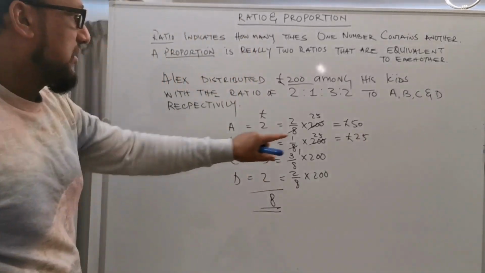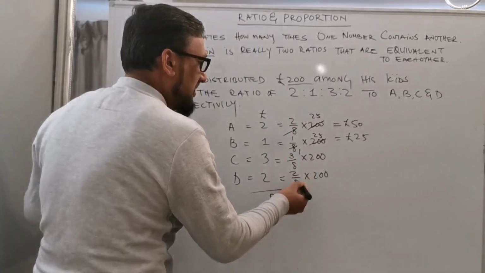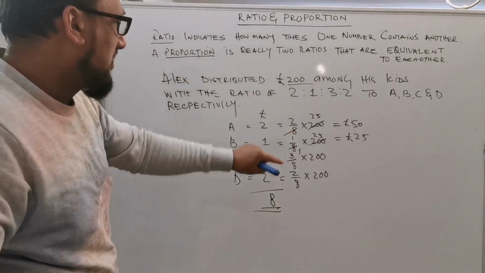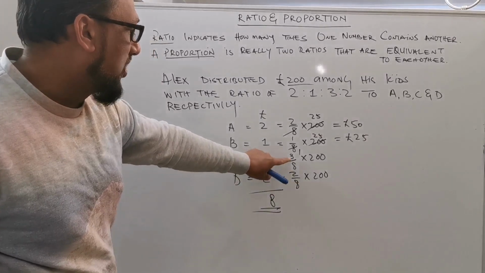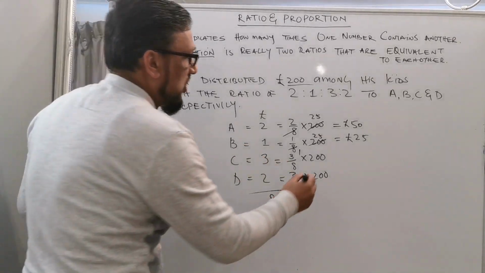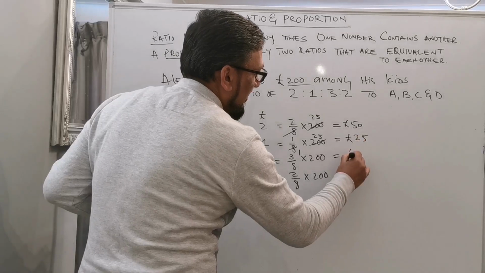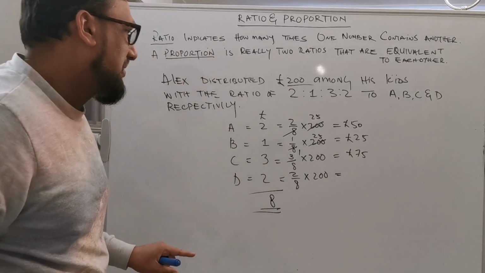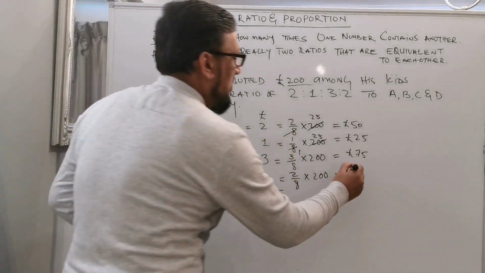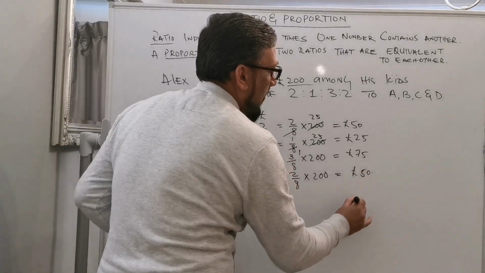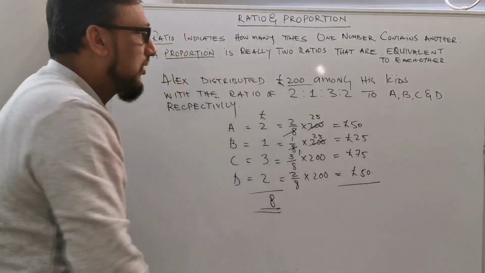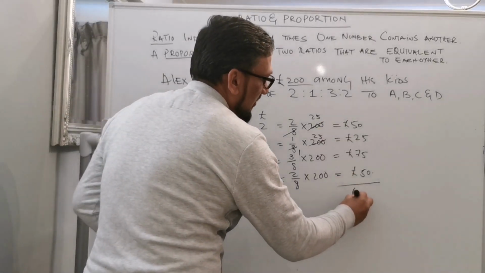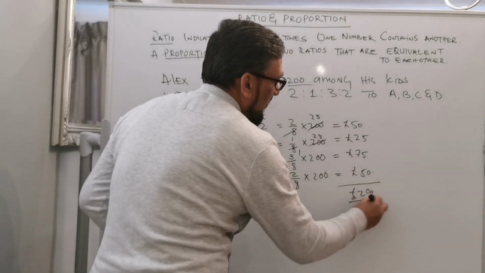And for 1 over 8, 8 times 25 is 200, so it is 25. So Mr. B gets 25 pounds. Another way to say it: 1 portion equals 25, so Mr. C gets 3 portions, and 25 times 3 is 75. And the last one gets the same as A, so 50 pounds. If I add all the money they receive, it must equal 200 pounds.